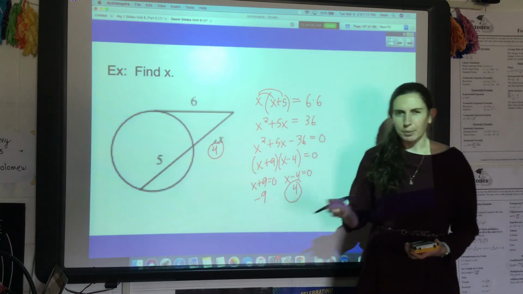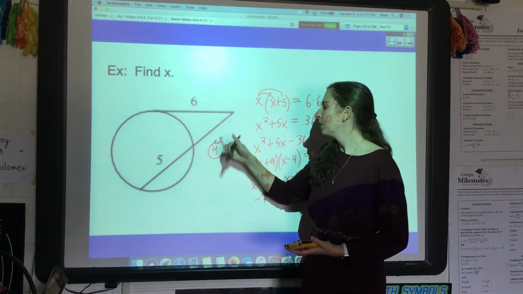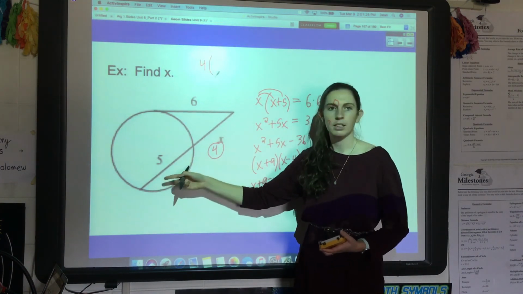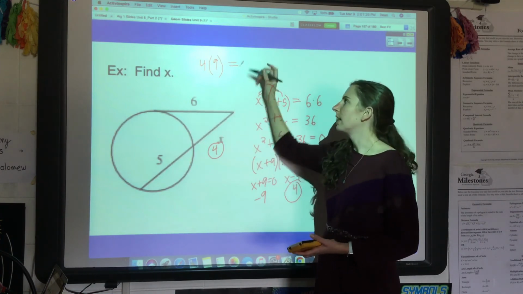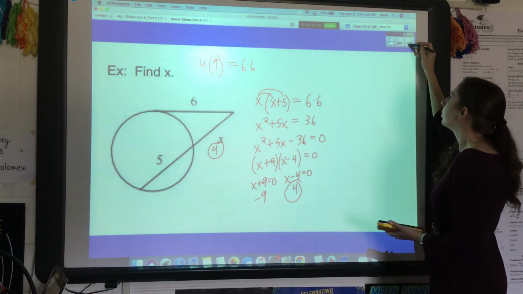Let's check and make sure that worked. If I do outer times the whole, so if I do 4 times the whole thing, which would be 9, does that actually equal 6 times 6? And it does. All right, let's try one more.